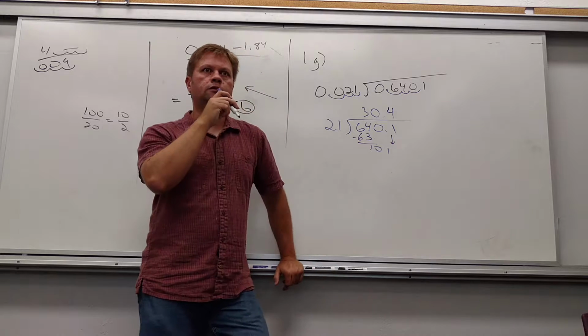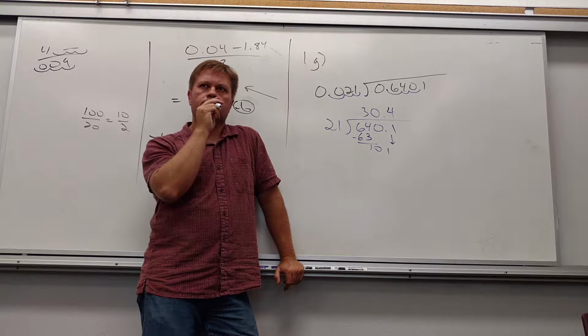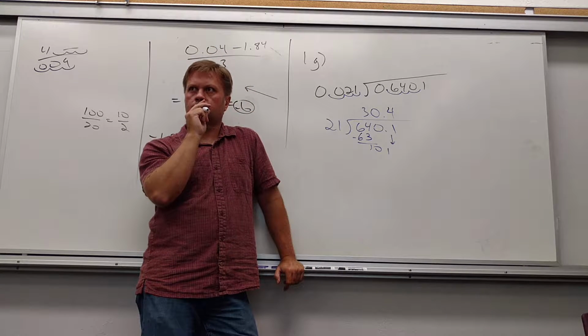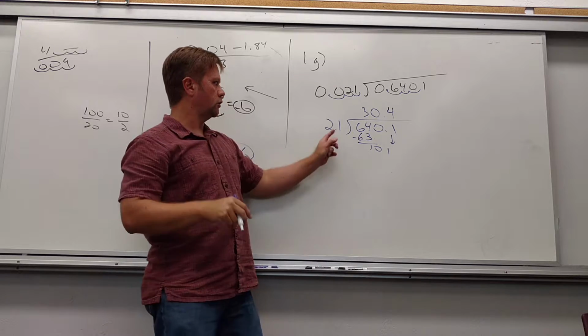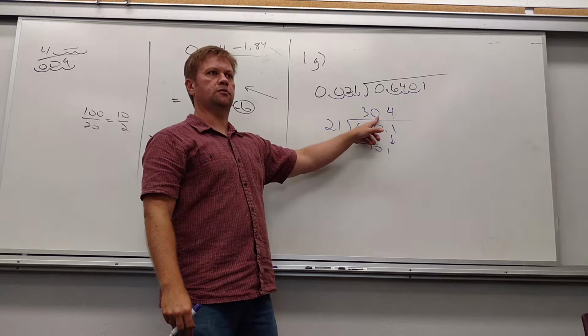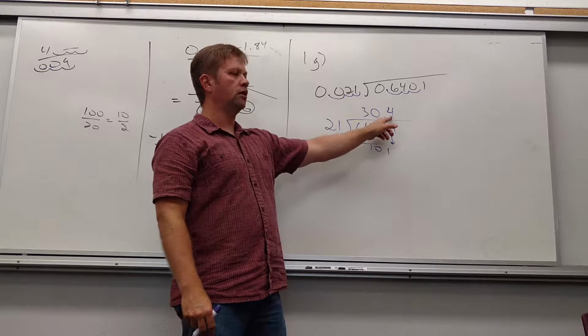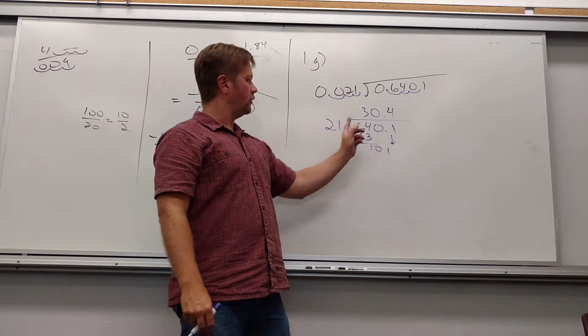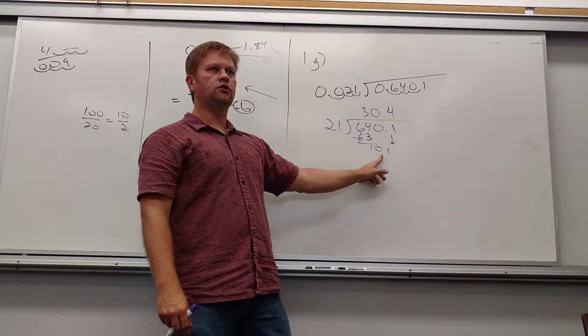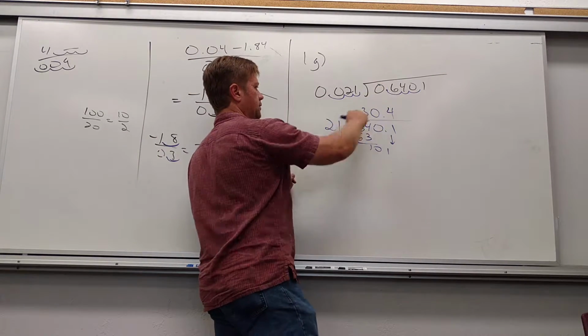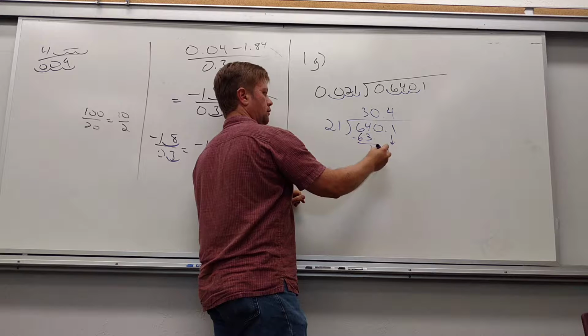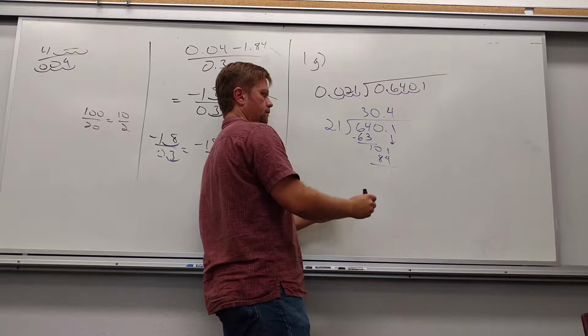Let me stop for a second. Right? Because 21 goes into 10 0 times. That just doesn't. Bring down the 1 now. Now 21 goes into 101. Not quite 5 times. 5 times would be 105. Too big. 4 times is 80, 84.